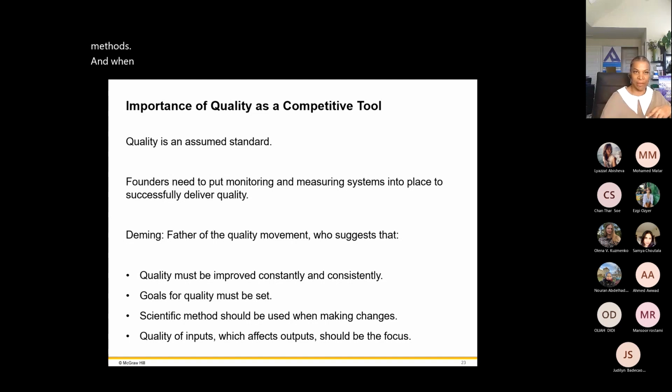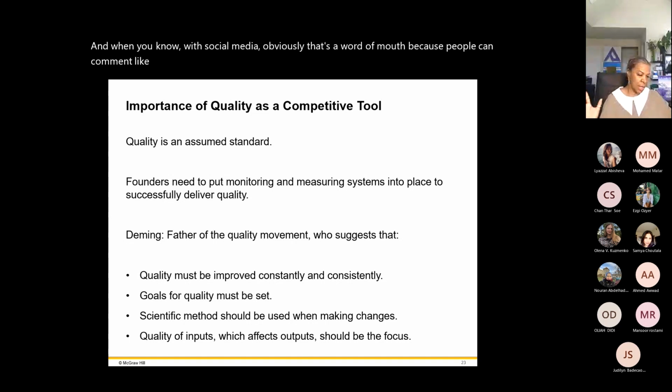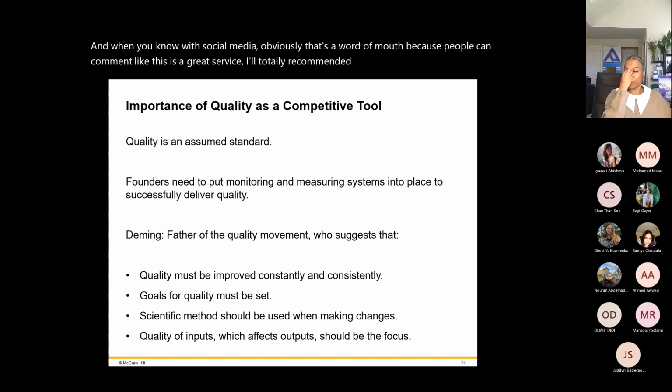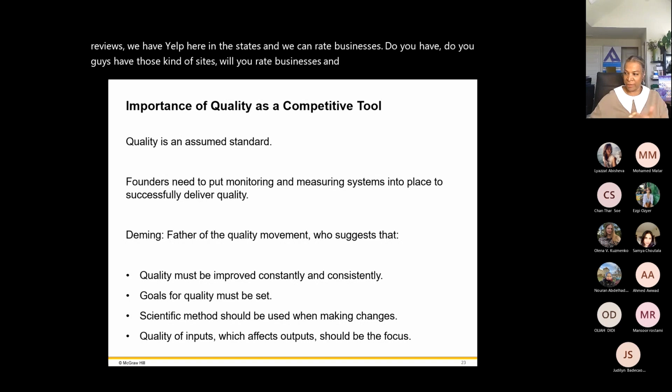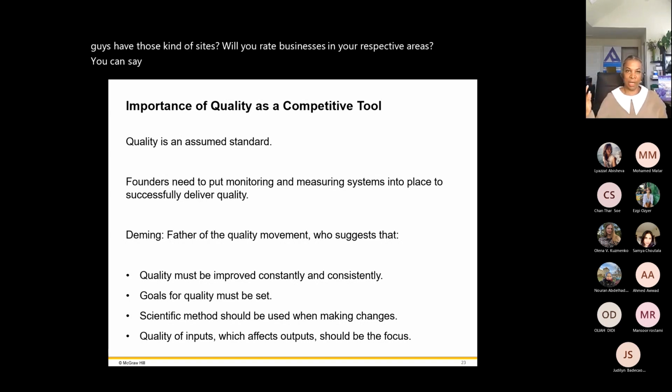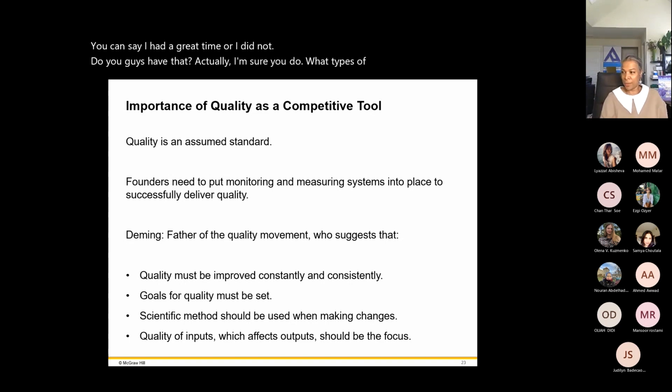And with social media, obviously that's word of mouth, because people can comment like, oh, this was a great service, I'll totally recommend it. You have those sites that do reviews. We have Yelp here in the States, where you can rate businesses. Do you guys have those kinds of sites where you rate businesses in your respective areas? You can say I had a great time, or I did not. Do you guys have that? I'm sure you do. What types of ways can you rate businesses in your specific country? Anyone?